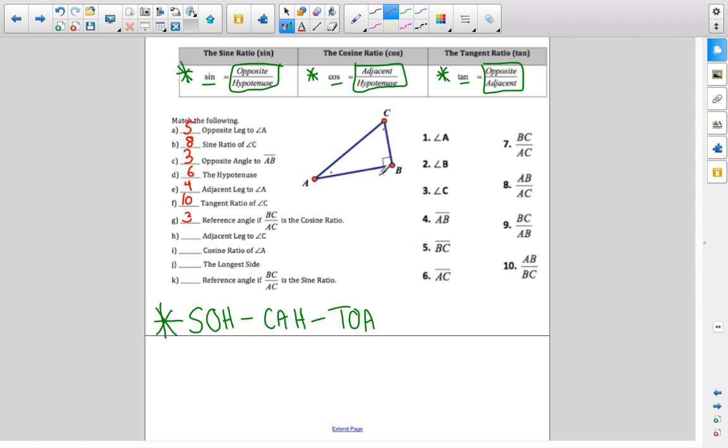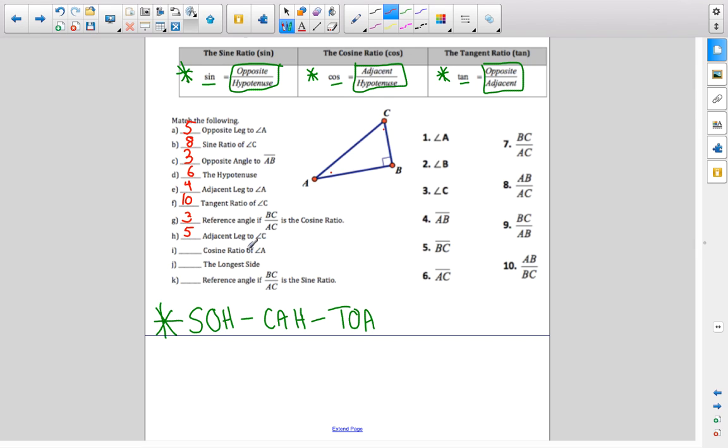Okay, notice we never reference the right angle. The calculator needs to know one of the acute angles. The adjacent leg to angle C, okay, that's right here, adjacent leg, because it can't be the hypotenuse, so it's got to be BC. So that looks like number 5.